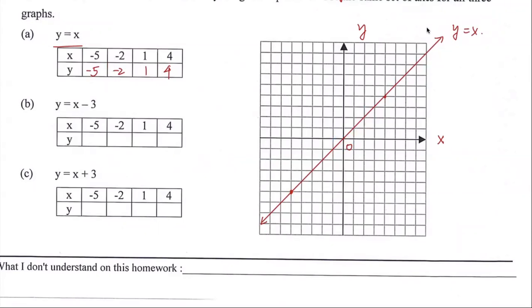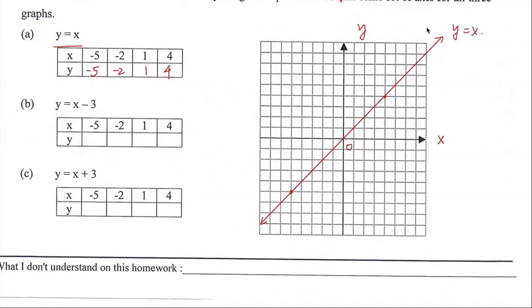Minus 2, minus 2, minus 1, minus 2, minus 1, minus 2. So this point is minus 2, minus 2, which is on the straight line, right? 1, 1, 1, 1. So this point is on the straight line. So the straight line is correct. Okay, so that's the first one.